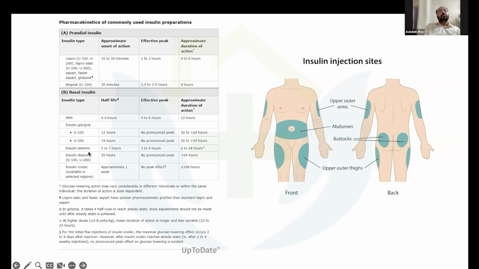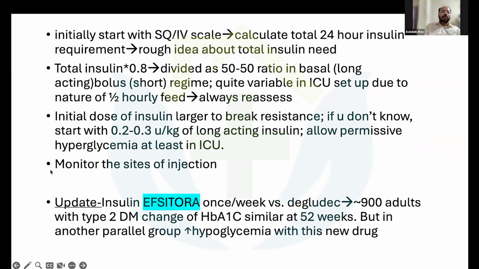And the basal insulin, there are different types. One is intermediate acting and the other long acting. Intermediate is NPH, that is neutral protamine Hagedorn. Usually the half-life is 4.5 hours, effective peak is 4 to 6 hours, duration of action is 12 hours. The longer acting ones are glargine, detemir, degludec, and there is a newer molecule which has come, Efsitora.